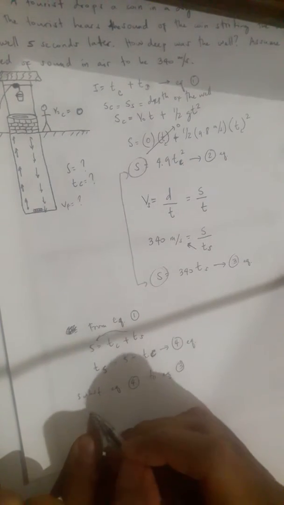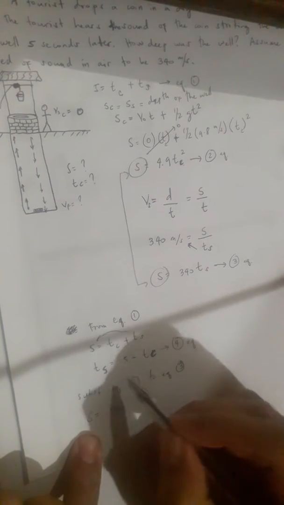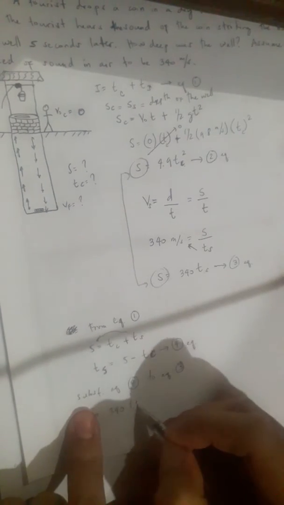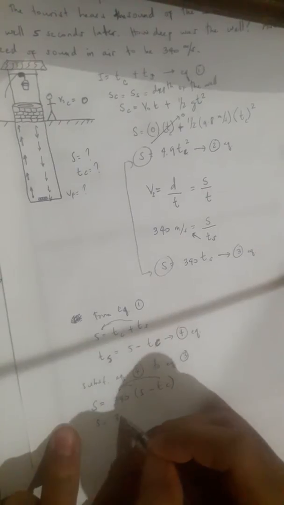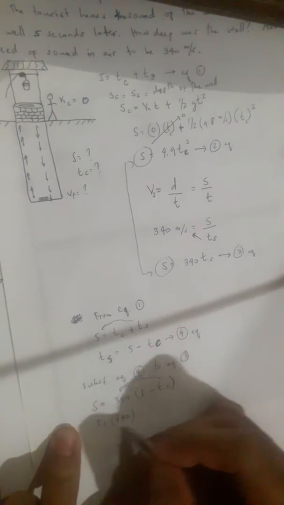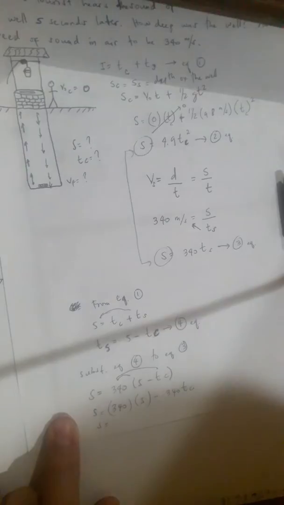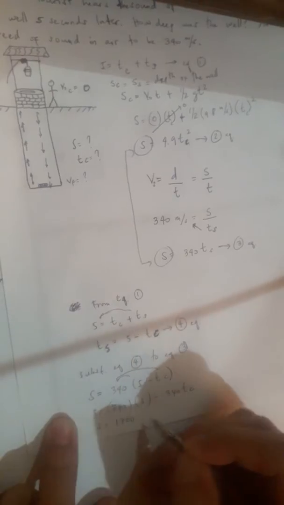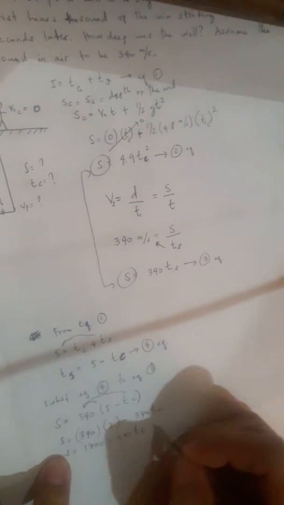Our equation 3 is S equals 340. Yung TS, ito siya. I-substitute natin, ang value ng TS is actually equal to 5 minus TC. Let's multiply. S equals 340 times 5 minus 340 TC. S equals 1,700, 340 times 5, that's 1,700 minus 340 TC. This will be our equation 5.